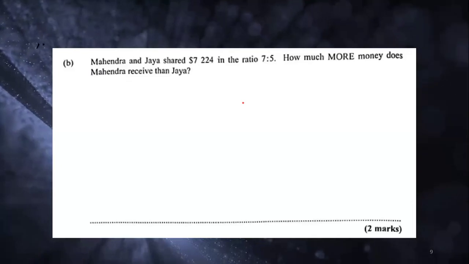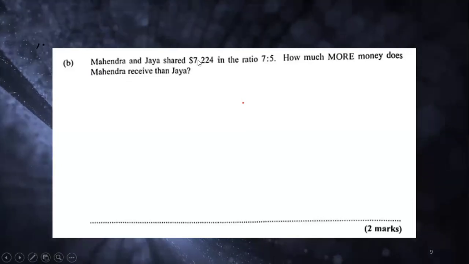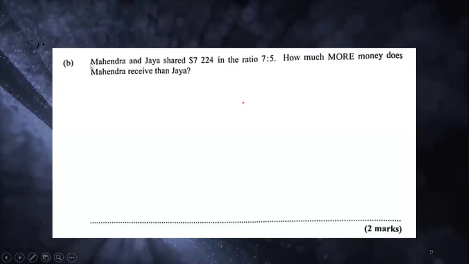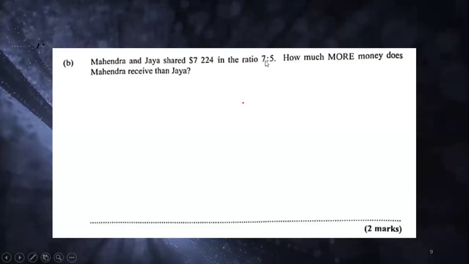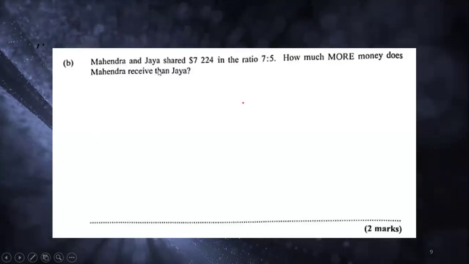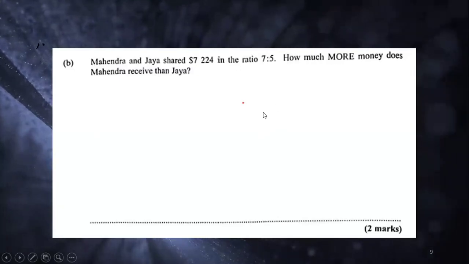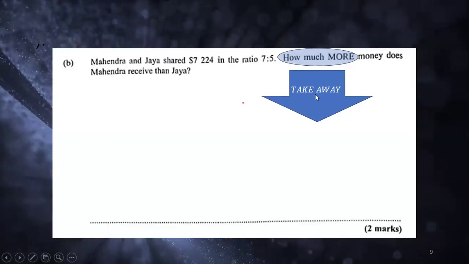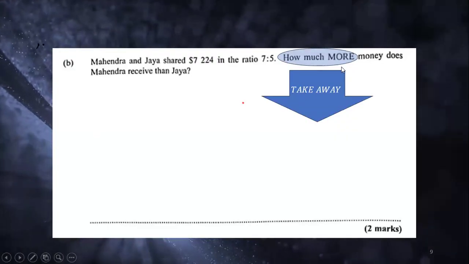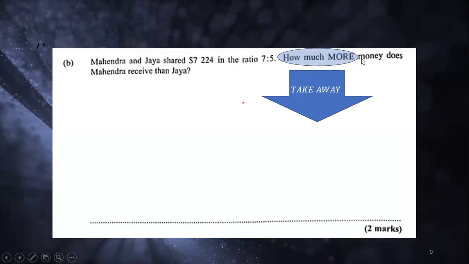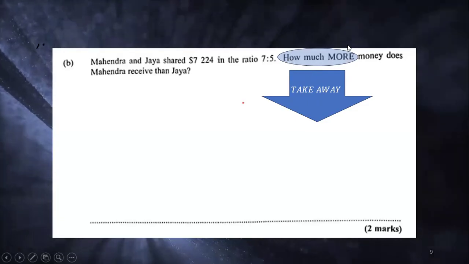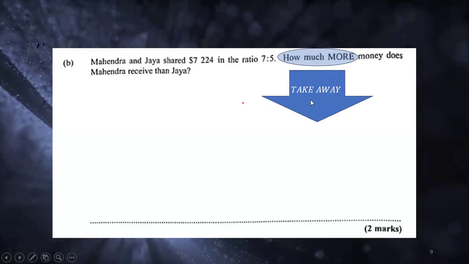In this case, it's going to be $7,224. We're going to share it in the ratio. Clearly, Mahindra gets more because his share is bigger than Jaya's share. And the expression "how much more" actually means to take away. Don't be sidetracked by the word "more", thinking it means to add. This whole expression, "how much more", is actually a subtraction expression.